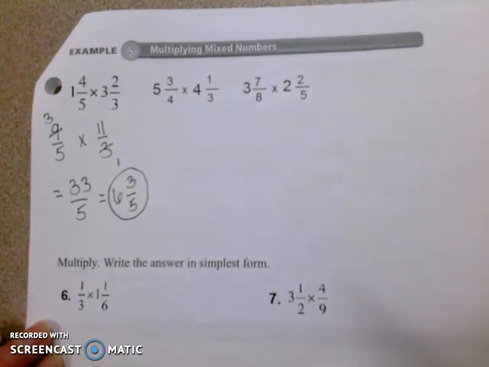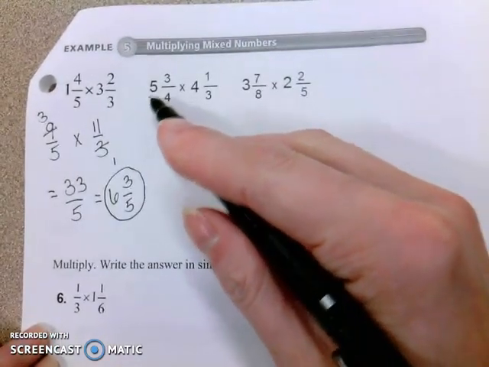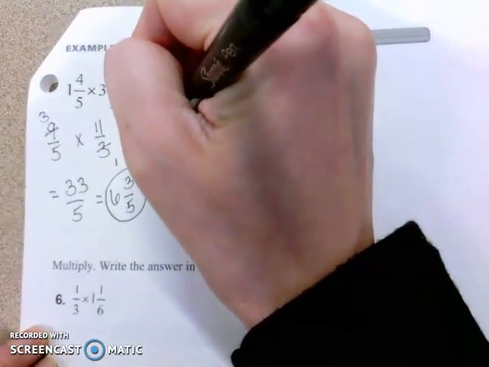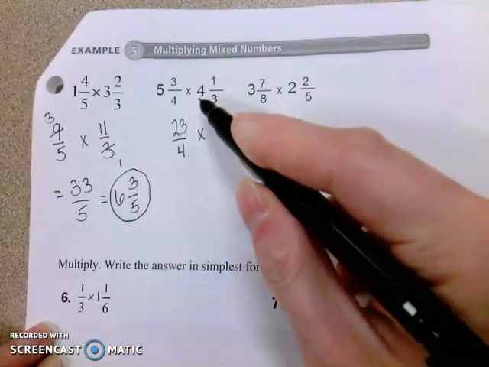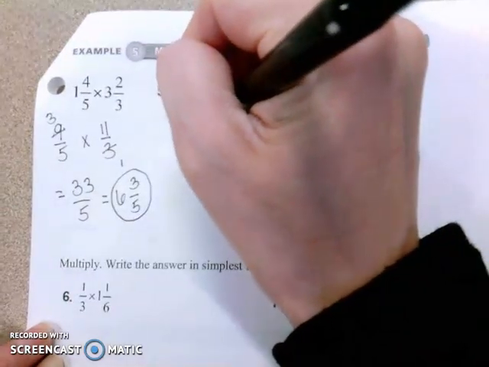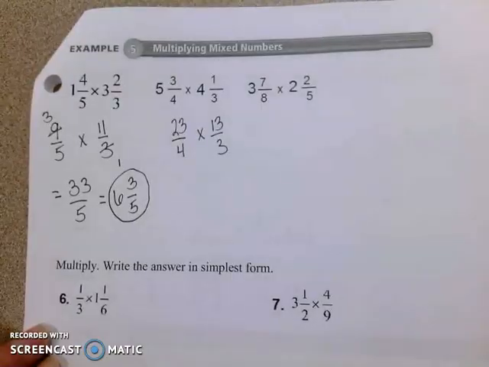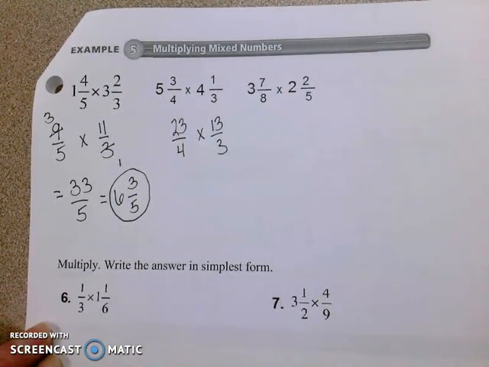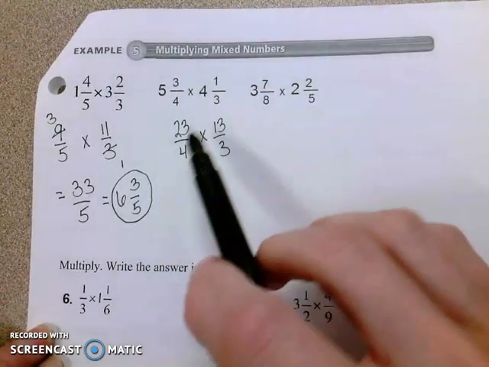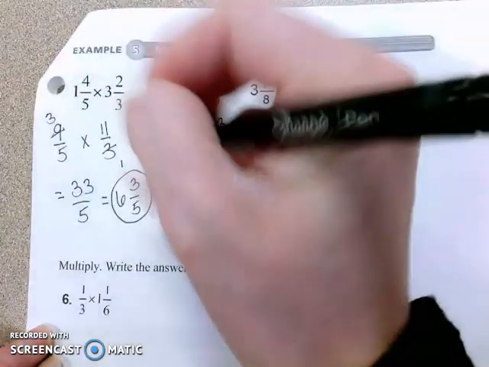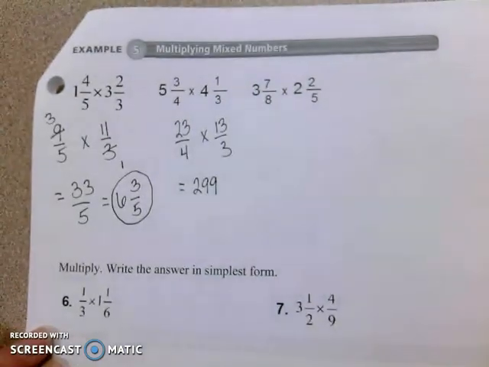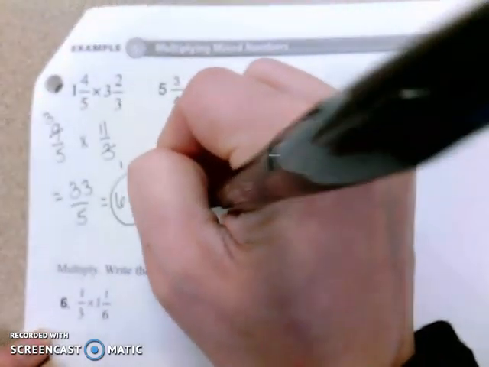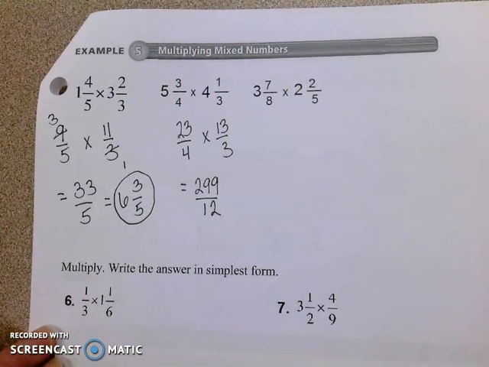On the next one, 5 and 3/4. 5 times 4 is 20, plus the 3. 4 times 3 is 12, plus the 1. I cannot cross simplify here, unfortunately, so I do have to multiply across. 23 times 13 is 299, and then 4 times 3 is 12. So there's no way to simplify those numbers. I do just have to turn it into a mixed number.